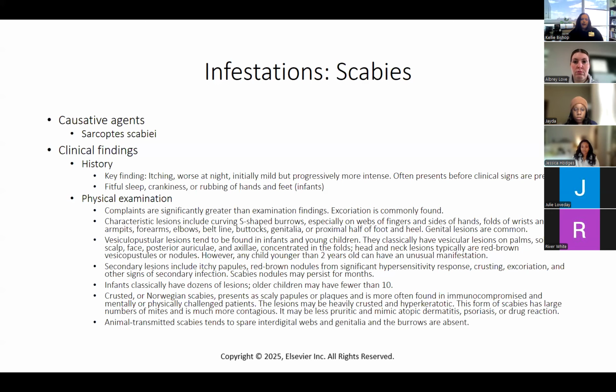They get S-shaped burrows. That's the other really defining thing. It's common in the webs of the fingers, sides of the hands, folds of the wrists, and belt line. Genitalia is a common place for it. Genital lesions in general are common, but they're vesiculopustular lesions in infants and young children, and vesicular lesions in older kids and adults, though they can be more pustular in infants and younger kids.